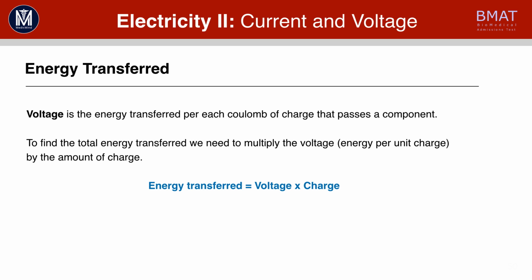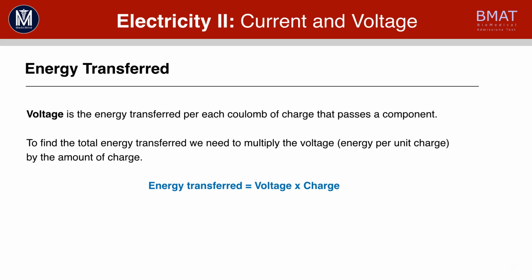Therefore, we can say that the energy transferred equals the voltage times charge. Just to recap once more, the voltage is the energy transferred per coulomb of charge. So therefore, if you multiply the energy per coulomb by the total number of coulombs, the charge, we can work out the total energy transferred. Bear in mind that this includes both useful and wasted energy.